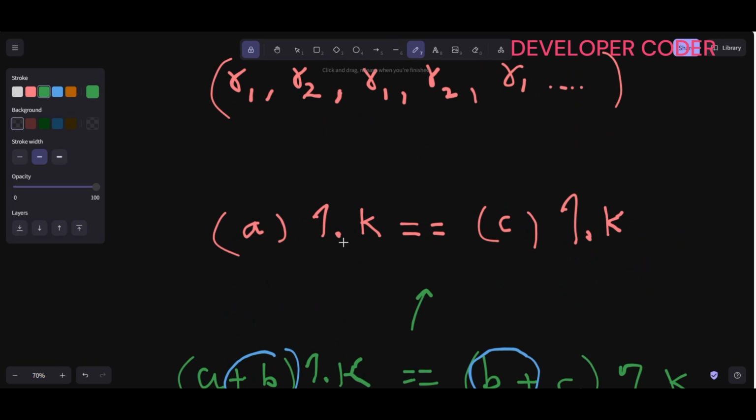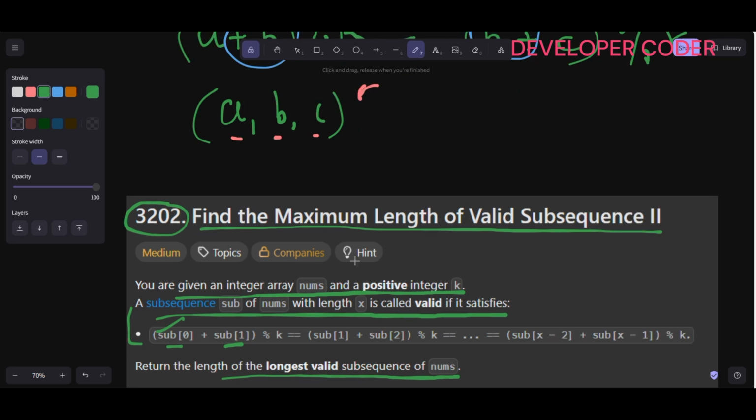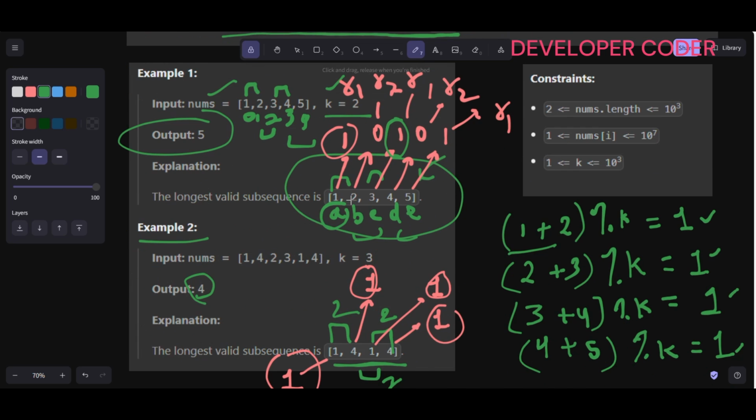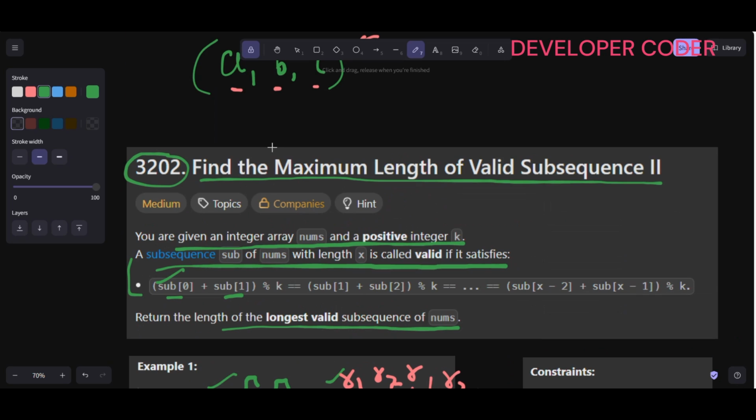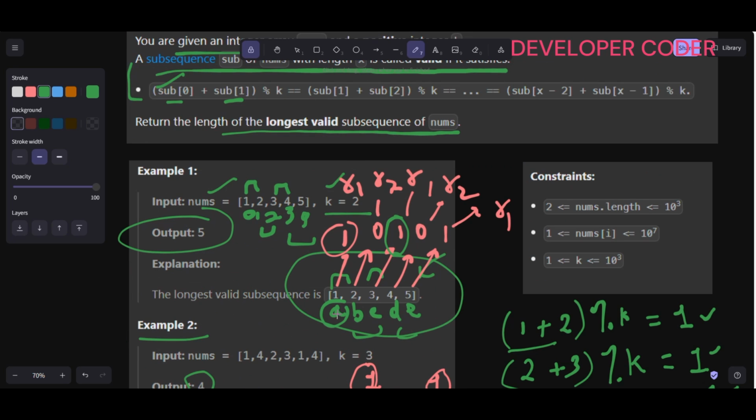So that's what I derived here: A modulo k is equal to c modulo k in this valid subsequence. I hope that you guys are clear. Instead of a b c, just take a b c d e. So from here you can conclude, right? Just take this section now.